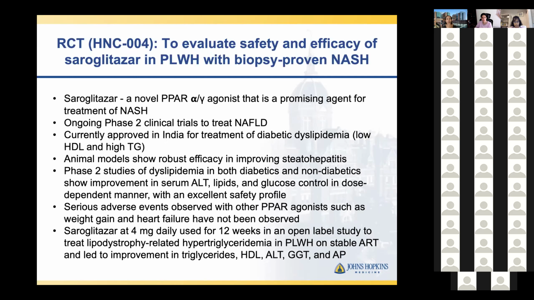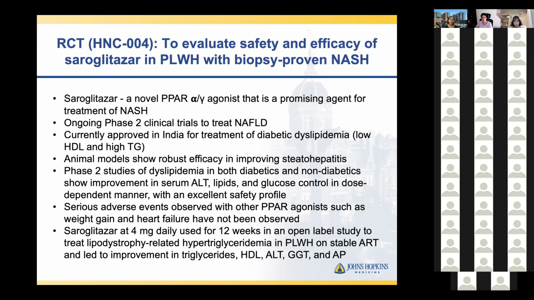And then finally, I'll mention this study briefly because this is not currently ready for enrollment, but we're in the process of getting the IND. This is the study of saroglitazar, which is the novel PPAR alpha gamma agonist that looks promising for the treatment of NASH. This medication is currently approved in India for the treatment of diabetic dyslipidemia. And animal models do show robust efficacy in improving steatohepatitis.